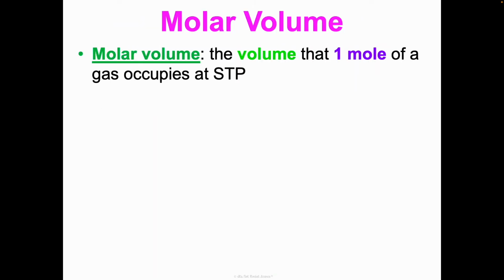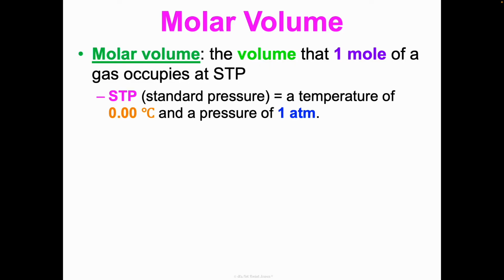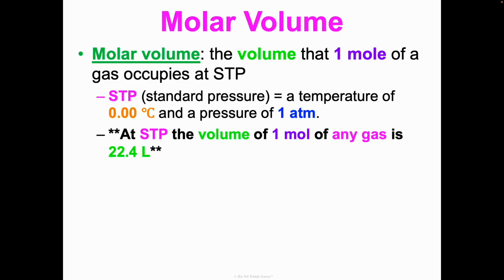Now, a definition we need to know is molar volume, and we know this because of those past laws. So molar volume is the volume that 1 mole of a gas occupies at STP, which remember stands for standard temperature and pressure. So standard temperature and pressure, STP, is a temperature of 0 degrees Celsius and a pressure of 1 atm, but we know 0 degrees Celsius is also the same thing as 273 Kelvin. And so this is a constant number. At STP, the volume of 1 mole of any gas is 22.4 liters.